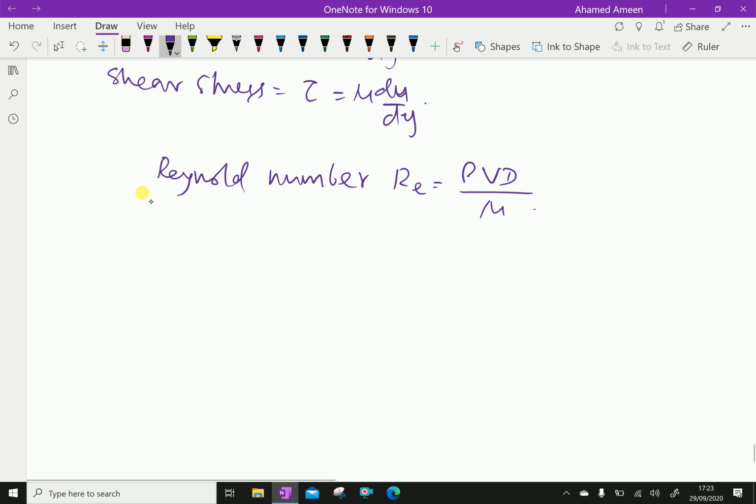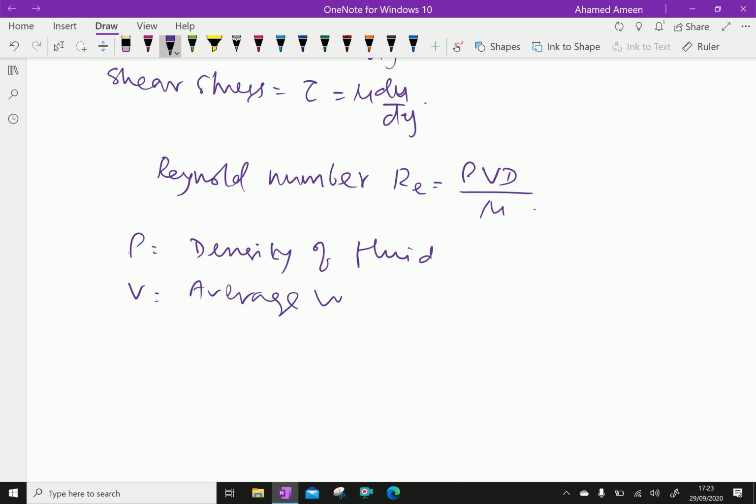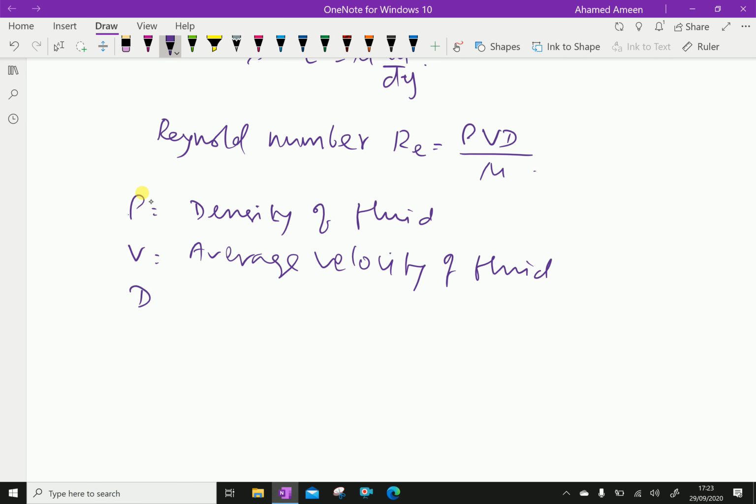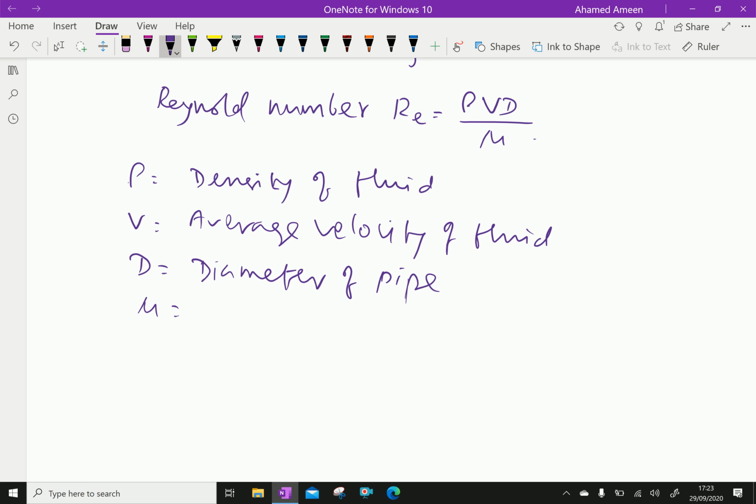Here rho equals the density of the fluid flowing through the pipe, V equals the average velocity of the fluid, D equals the diameter of the pipe, and mu equals the viscosity of the fluid.